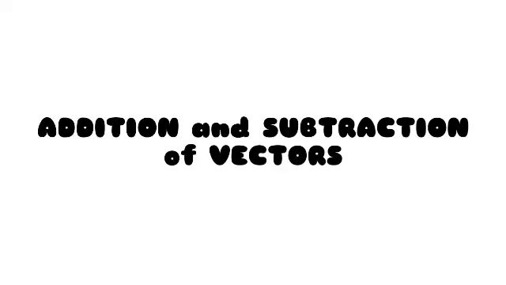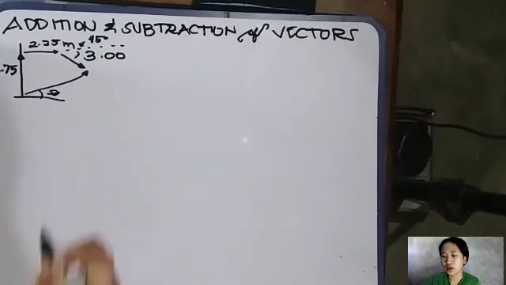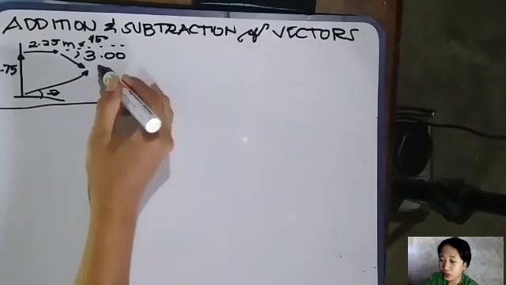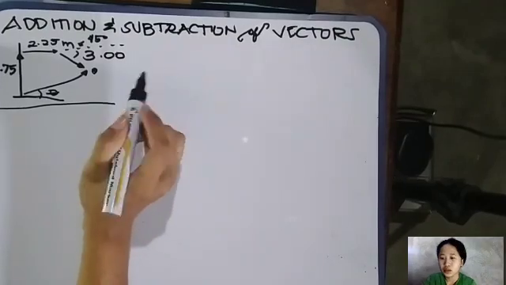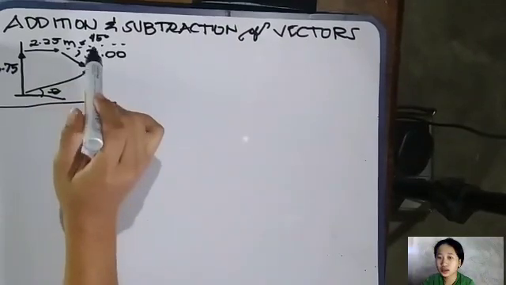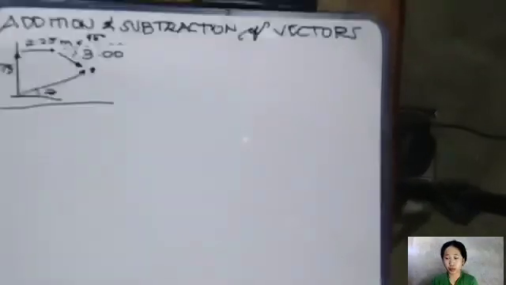So now we have addition and subtraction of vectors. Example number 1 is what are the magnitude d and direction angle theta of the net displacement for the treasure hunt. So ito yung figure natin. Ayan. Then, parang ito yung pinaka-final position. So, kailangan pumunta tayo yan. Pero, hindi natin alam. So, itong mga direction na to is kailangan nating isolve para mapuntahan natin yung pinaka pupuntahan.